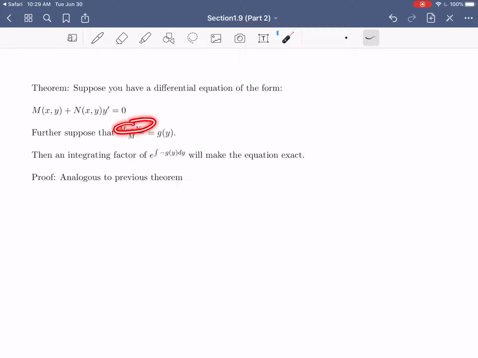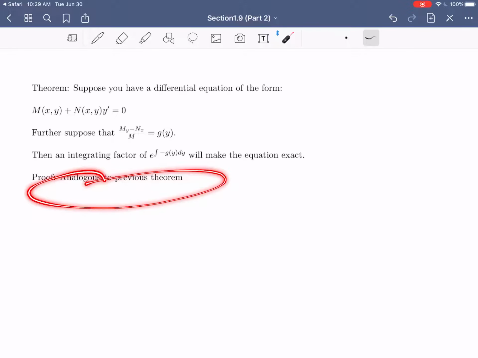So notice that the numerator is the same as what we had in the previous theorem, but the denominator is now the original m function. If that's a function of y exclusively, then we can use an integrating factor of the form e to the integral negative g of y dy. So we use a negative sign there, and that'll make the equation exact.